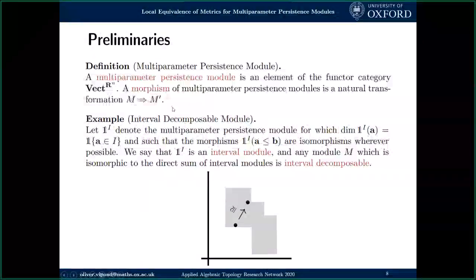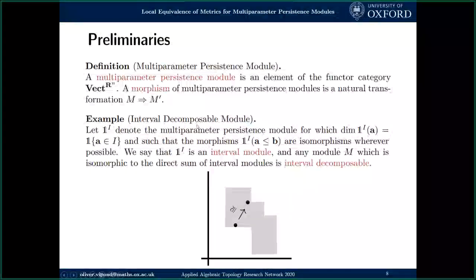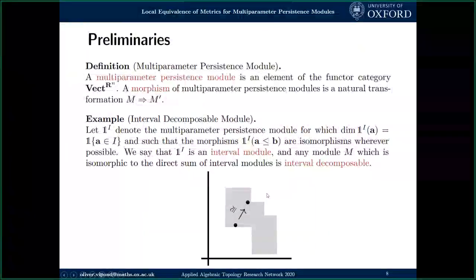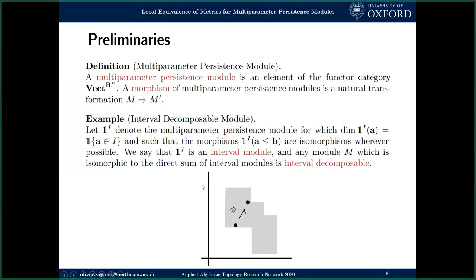So now just to give a concrete example of a multi-parameter persistence module, if you recall the interval from the previous slide, we can define a simple module from this interval where we take a one-dimensional vector space to live above every element of our interval. The morphisms living inside the interval are going to be isomorphisms, and the morphisms which start inside the interval and fall outside are going to be the zero map, and if you start outside and fall inside, then it's going to be the zero map as well.